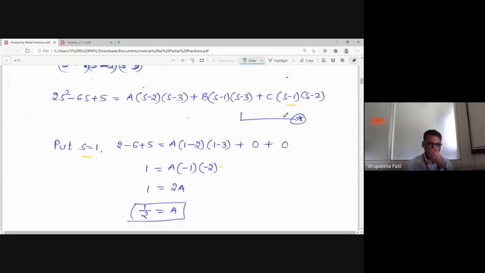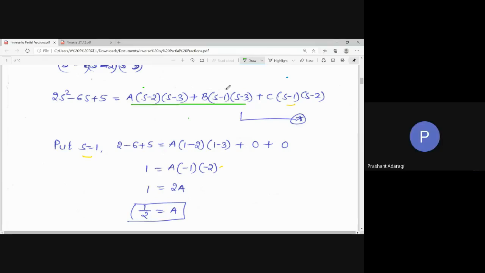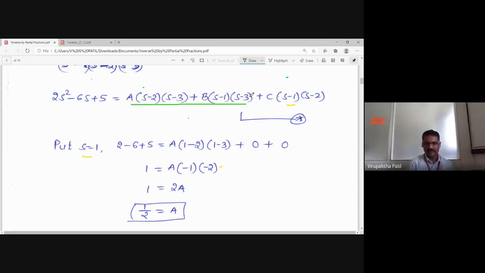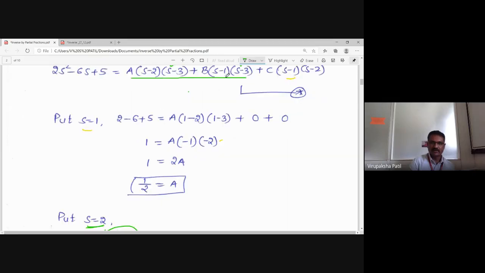How to get the value of C? We need to concentrate on these two. We have to make a plus 3. Common factor is here, s minus 3 is there, but s minus 3 is not here. So what you have to do? You have to put s equal to 3 in this. Let us check what happens.